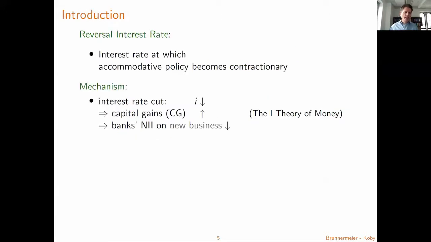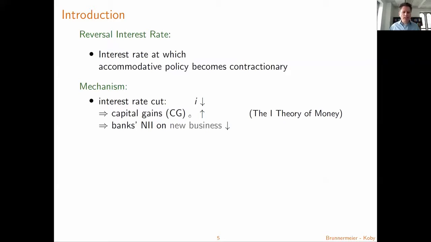So what's the idea of the reversal interest rate? The idea is that if you go below the reversal interest rate, what is typically an interest rate cut, which is typically accommodative, becomes contractionary. So it reverses its sign. And that's why we call it the reversal interest rate.